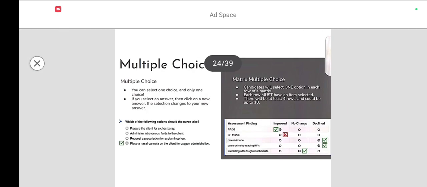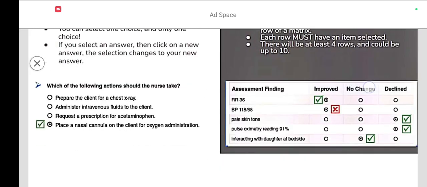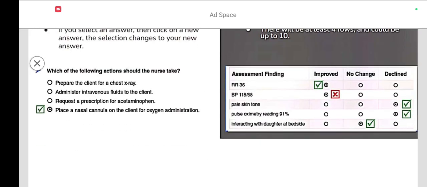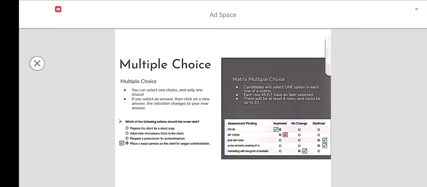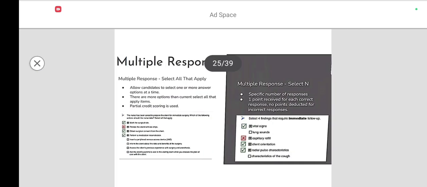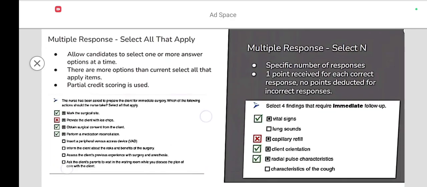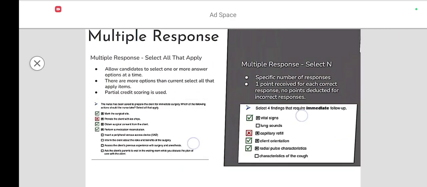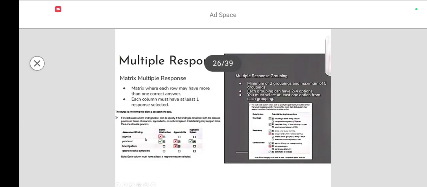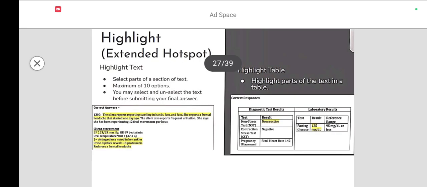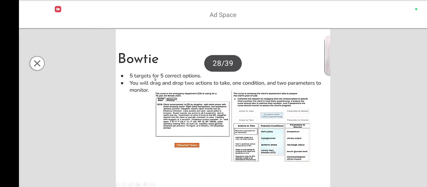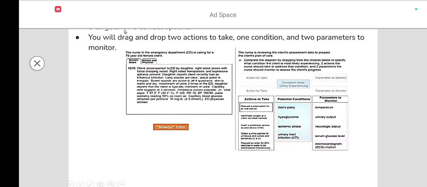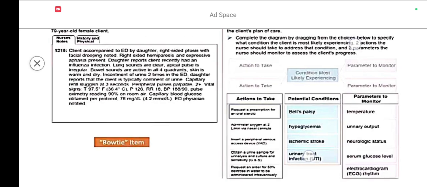Then multiple choice, you already know that. Assessment finding: improve, no change, or decline. You just select the options related to it. And multiple response also, you already know, looks like that. Then highlight: I already told you that you highlight the particular sentence asked by the examiner in the question. Bow tie looks like that.